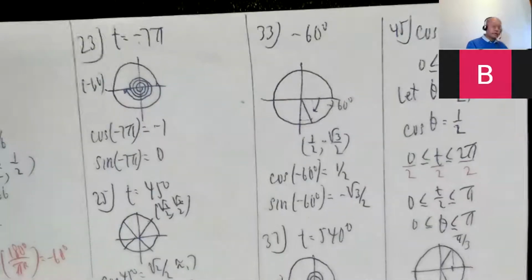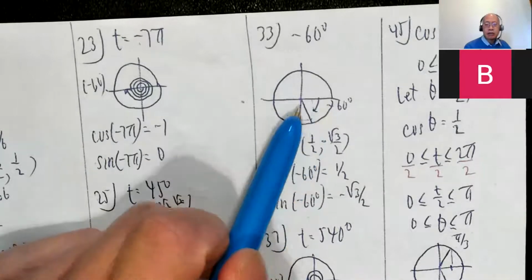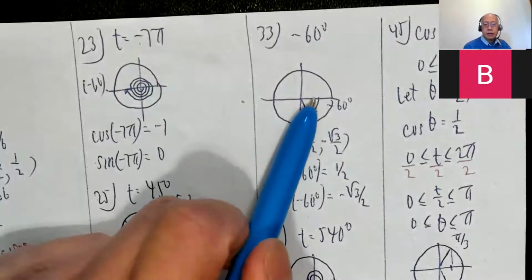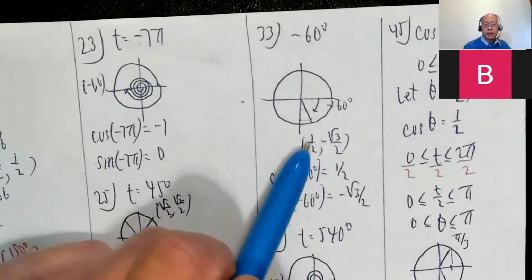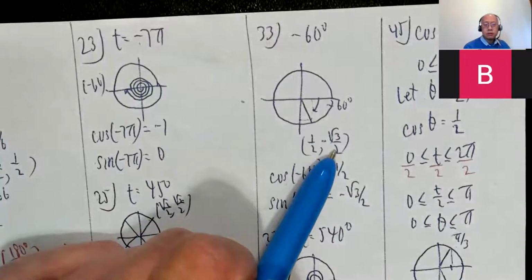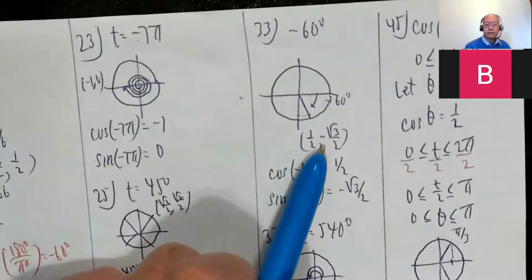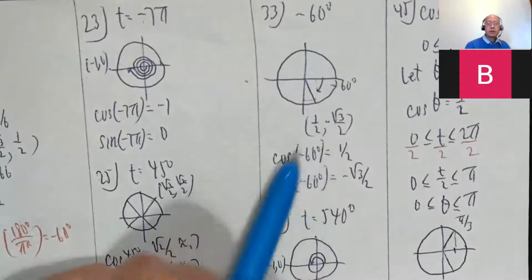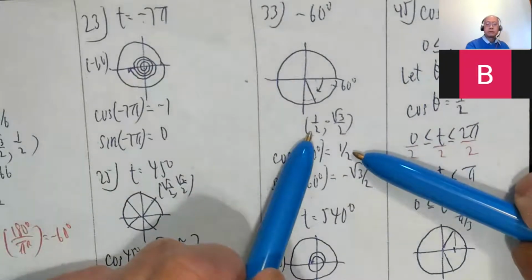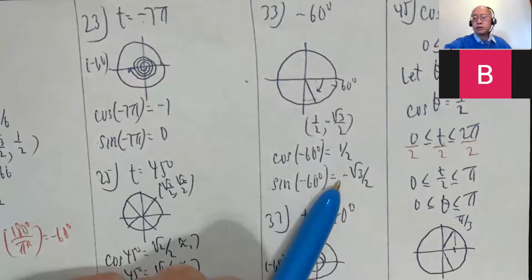33, -60°. Well, I know a positive 60 is like that. So negative 60, I come down. And it looks like X is halfway. So I'm going to put X is a half. Y is automatically radical 3/2. I'm in quadrant 4. X is positive, Y is negative. Cosine of -60°, X coordinate, 1/2. Sine of -60°, Y coordinate, negative radical 3/2.